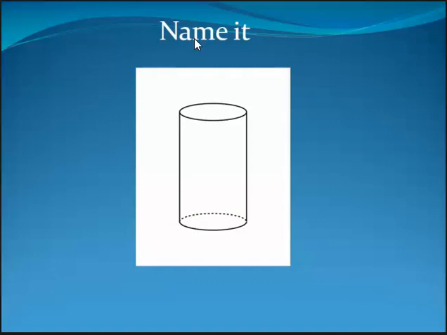Here's another three-dimensional object that doesn't have all flat surfaces. It has a curved surface. It has 2 flat bases that are both circles, and they are parallel to each other. So it's kind of similar to a prism, except that this area is curved. So it's not a prism, it is a cylinder.